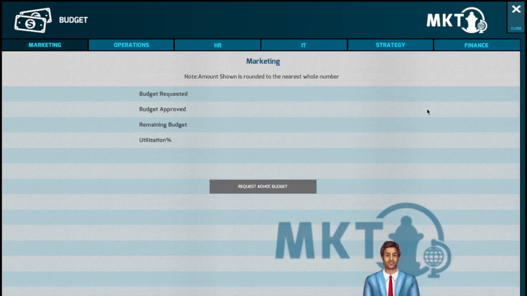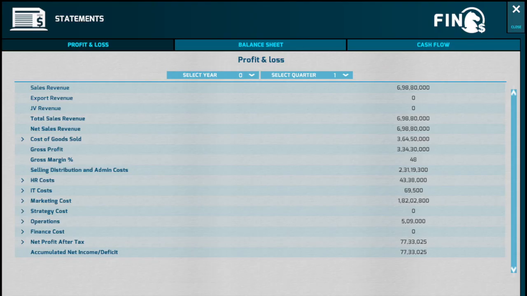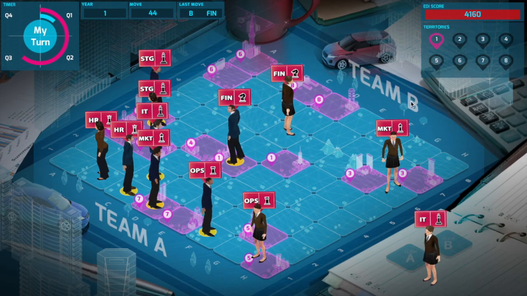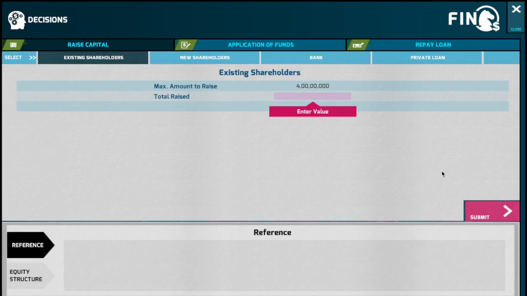Having understood the details of the budgeting process, the next important thing that you need to understand are the financial statements. The overall health of your organization is based on the revenue that you're able to make and your ability to manage costs. Click on the financial statements to view details of the profit and loss statement, the balance sheet, and cash flow. Having understood the budgeting process, now let us take a look at the decisions that you're entitled to take as the head of the finance department.